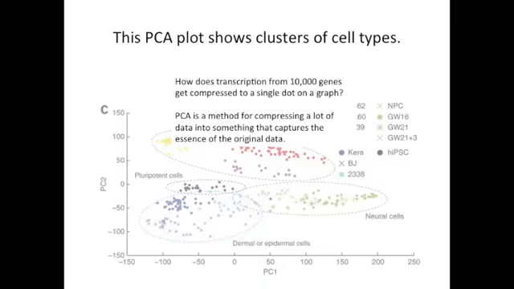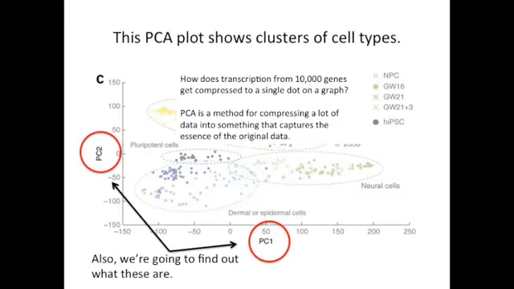PCA is a method for compressing a lot of data into something that captures the essence of the original data. In this StatQuest, we're going to learn all about how PCA does this compression. Also, we're going to find out what these axis labels refer to.